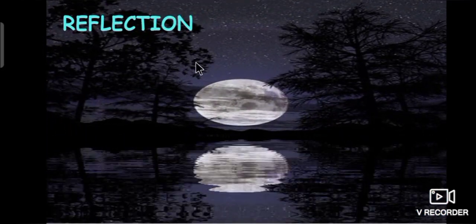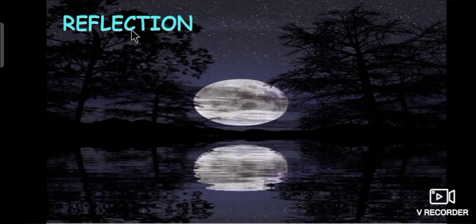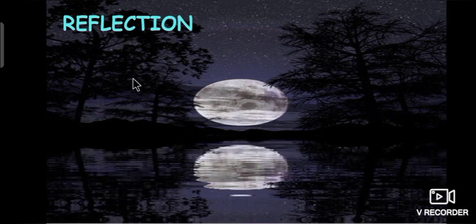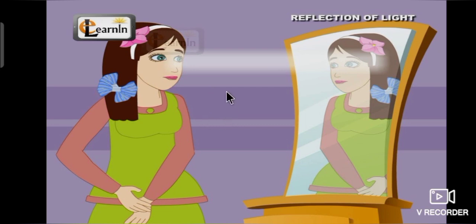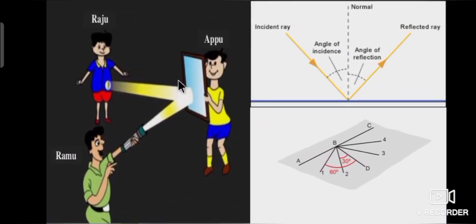Now, we are going to study about reflection. A water body reflects the scenery around it. A mirror reflects our face. If you pass light to the mirror, the reflection is obtained in another body.